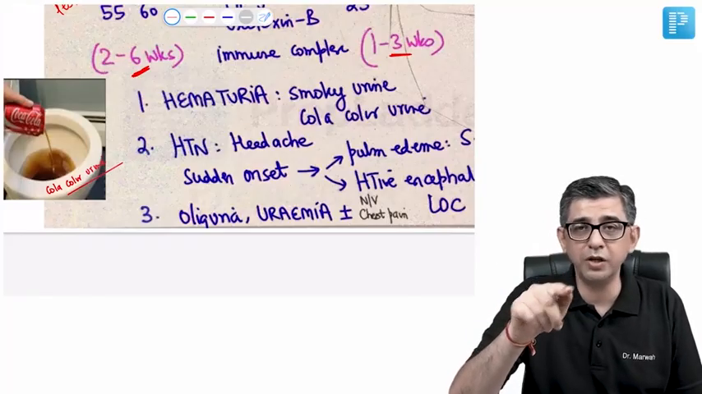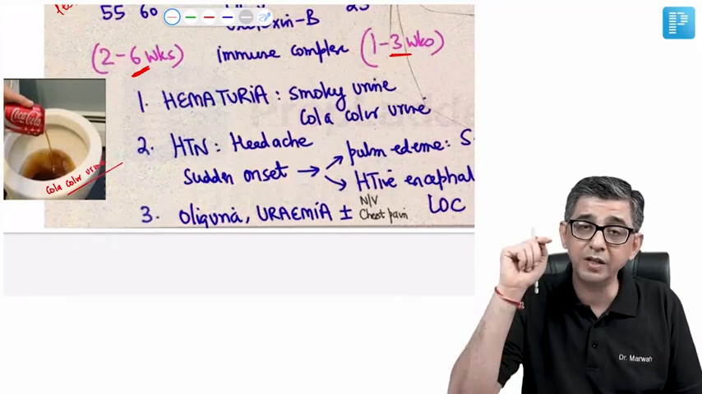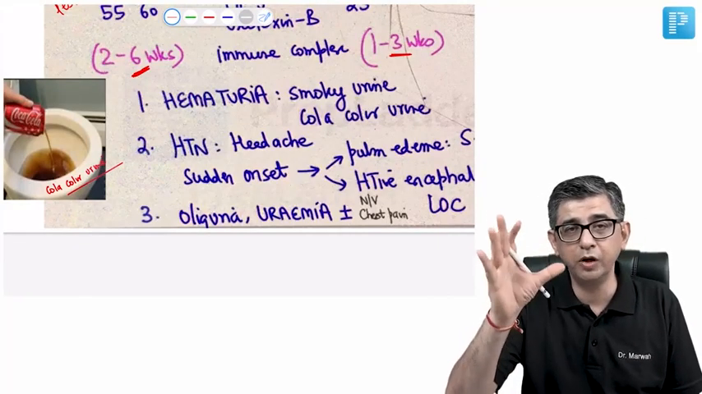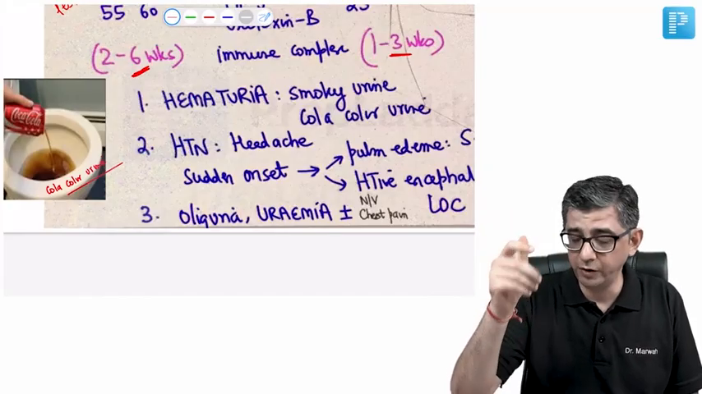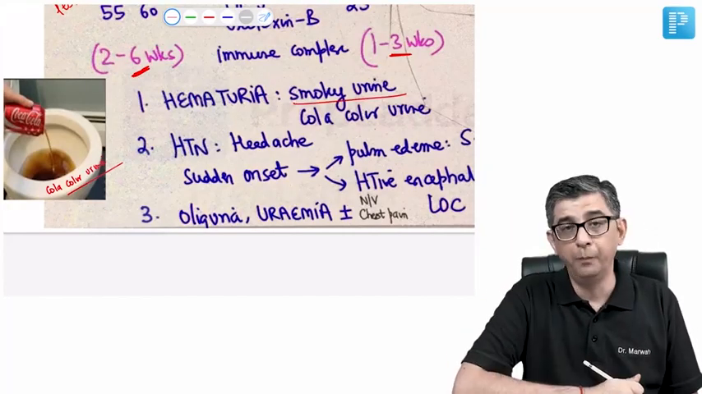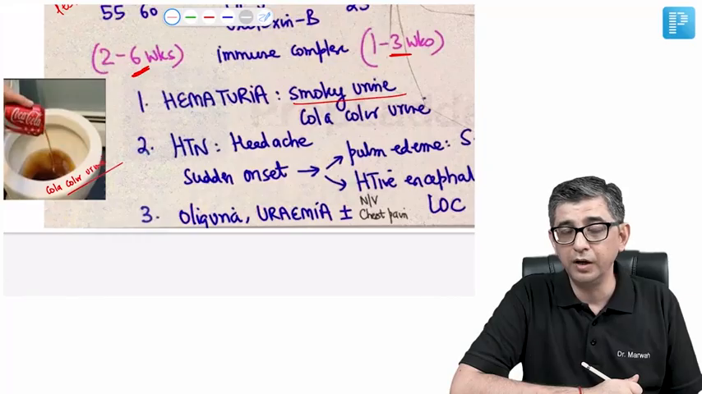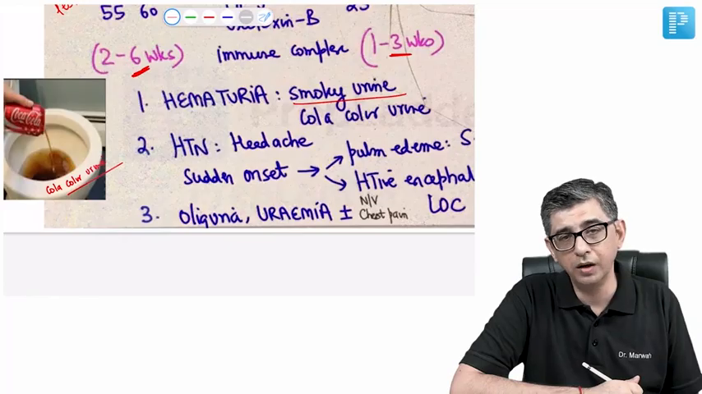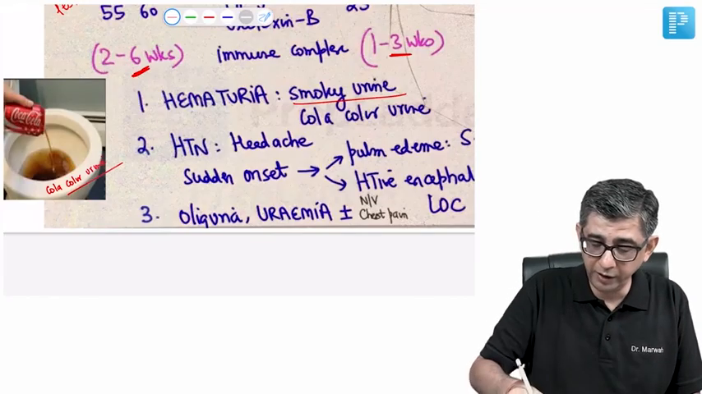If it is a freshly passed urine sample, then RBCs will not burst immediately. Then you might read about the word smoky urine. But after a few minutes, if you keep this smoky urine in front of you for a while, it will change color and become cola colored. Mainly because it is glomerulonephritis.